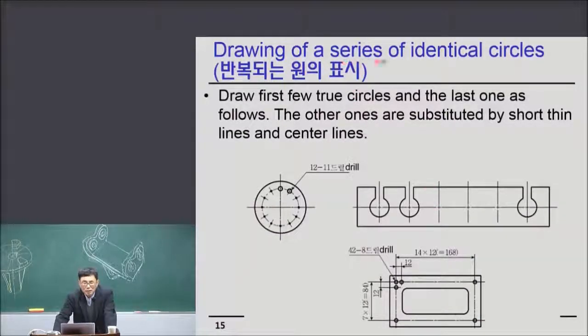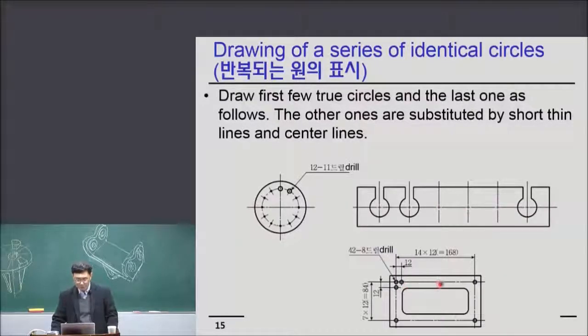And also the drawing of a series of identical circles. So there are 12 holes in equal spacing, but in this case, the real holes are substituted by short thin lines and center lines like this. But if you are using CAD tools, then maybe you can generate 12 holes automatically. And also, this is an abbreviation: the first two features are drawn, and the others remain as just the cross of two center lines. But it means that it is repeated.